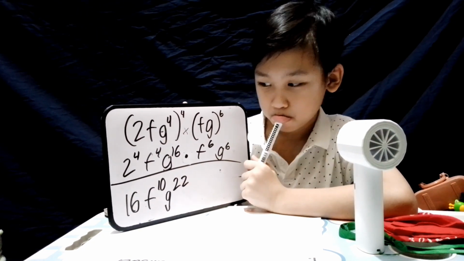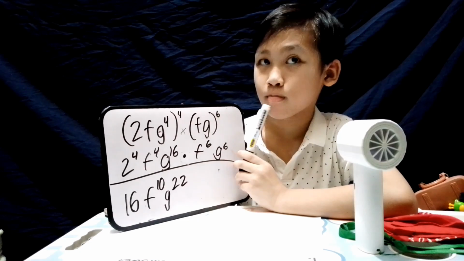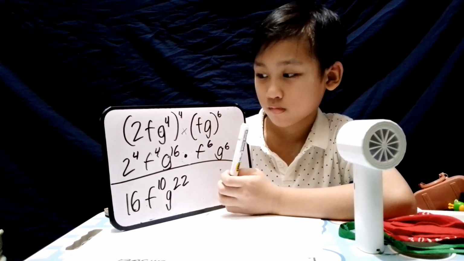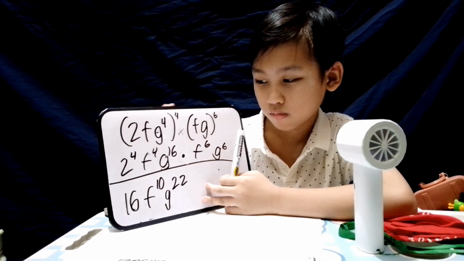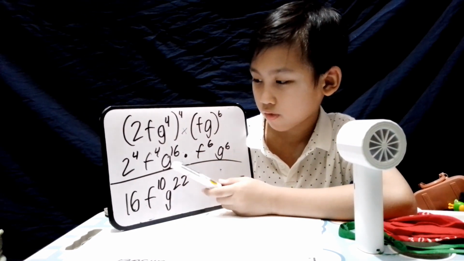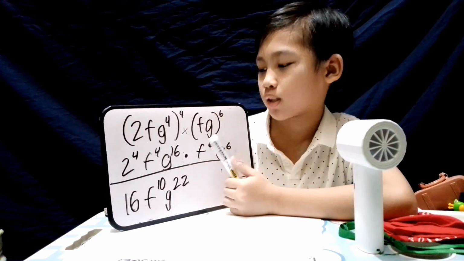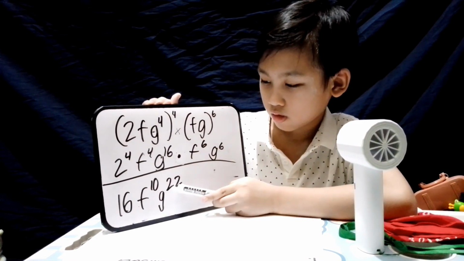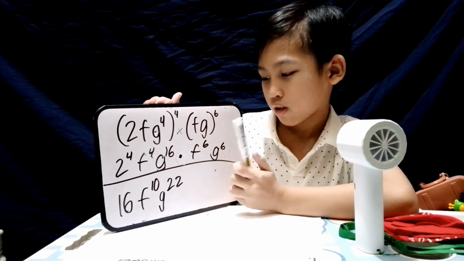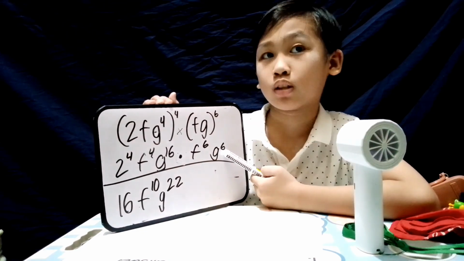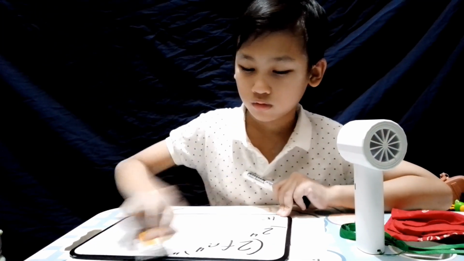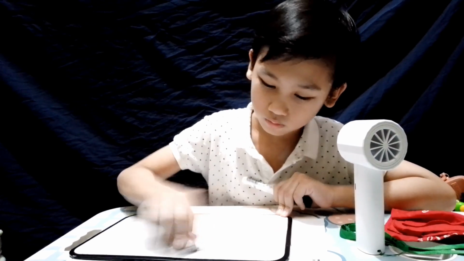So we have the same variables here, F and G, using the product rule. Simplify. So 2 to the 4th power is equal to 16, and F to the power of 4 plus F to the power of 6, very good, which will give us F to the 10th. And G, G to the power of 16 plus G to the power of 6, which will give us 22. So the answer is 16, F to the 10th power and G to the power of 22.